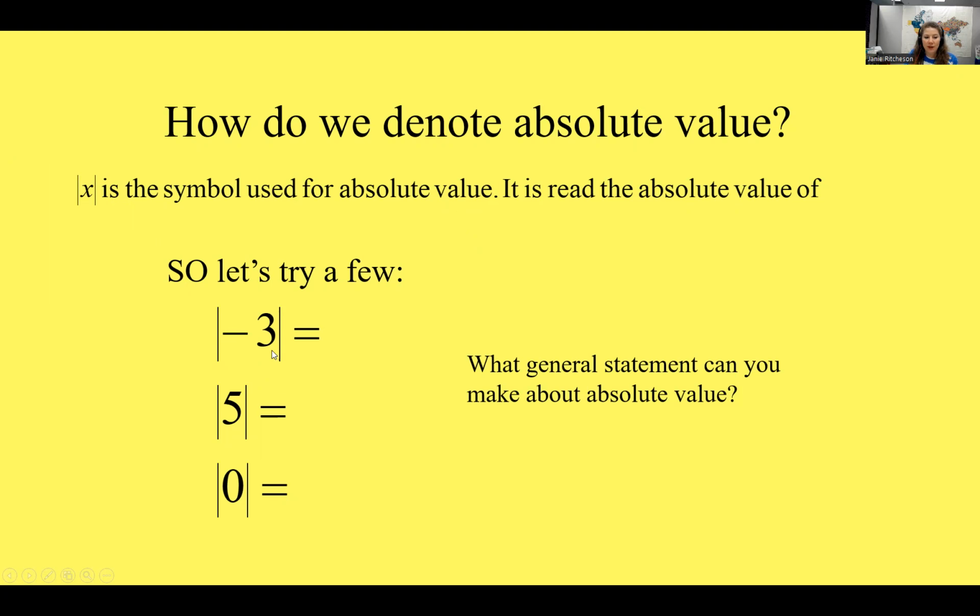What is the absolute value of -3? How many spaces from 0 is -3? The answer is +3. What is the absolute value of 5? The answer is 5. What is the absolute value of 0? The answer is 0. 0 is 0. There's no spaces away from it, right? 0 spaces from itself. All right, so do you notice that when you have any number inside the absolute value signs, the answer is positive? What general statement can you make about absolute value? I could make that the distance is always positive.